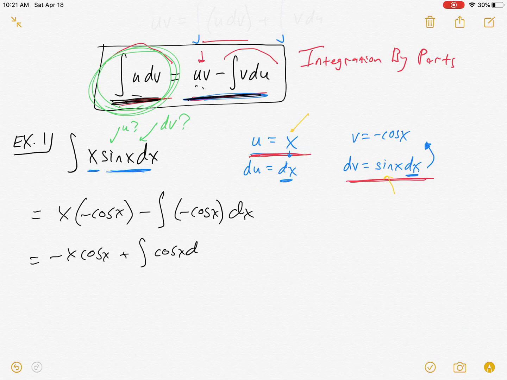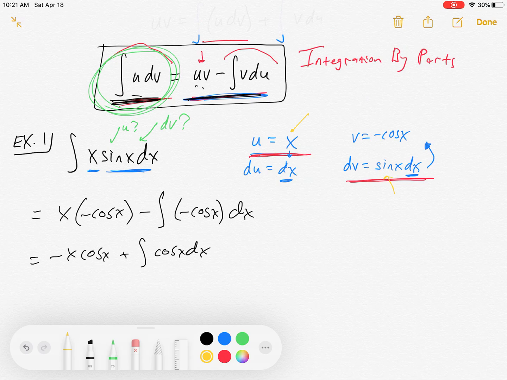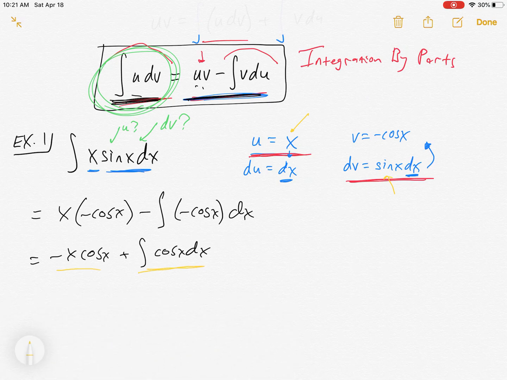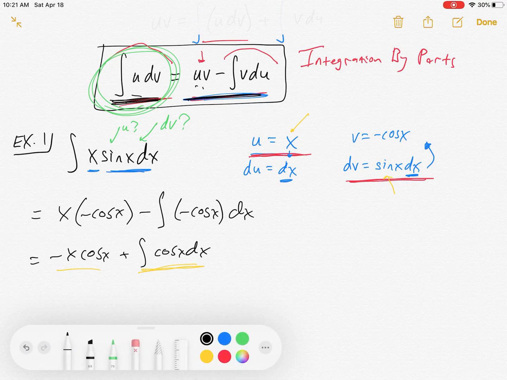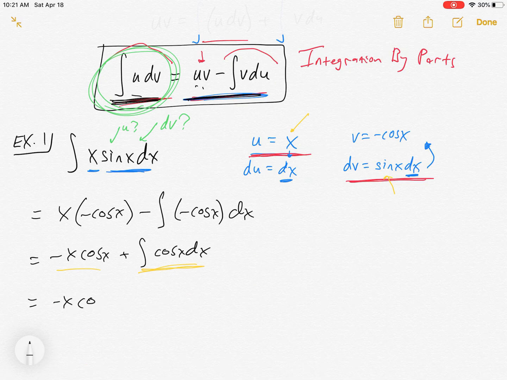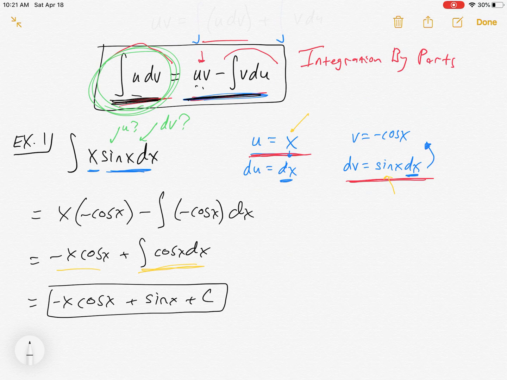And you're like, okay, what's happened here that's actually really helpful? And move the negative out through there. What's really helpful is the thing out front is a product, but it's fine. It's out of the integral. It's safe. But the thing in the integral is no longer a product. I know that integral, right? It's sine x. So my answer is negative x cosine x plus sine x plus c.